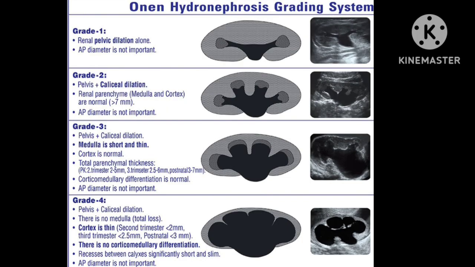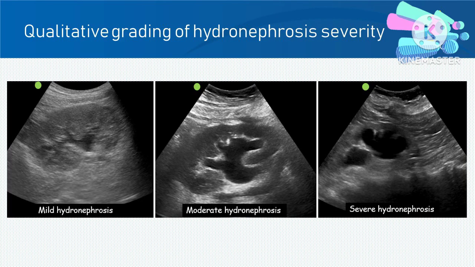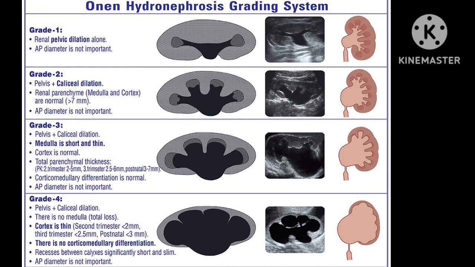Hydronephrosis can be classified by a grading system into 4 grades, and clinically into minimal, mild, moderate and severe forms. So grade 1, also called minimal hydronephrosis, is the dilation of the renal pelvis with no calyceal dilation. Grade 2, also called mild hydronephrosis, is the dilation of the renal pelvis with mild calyceal dilation.